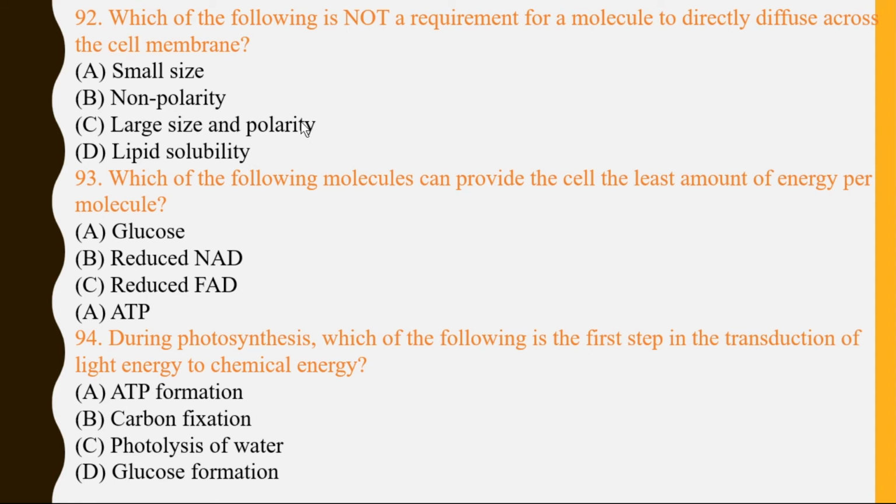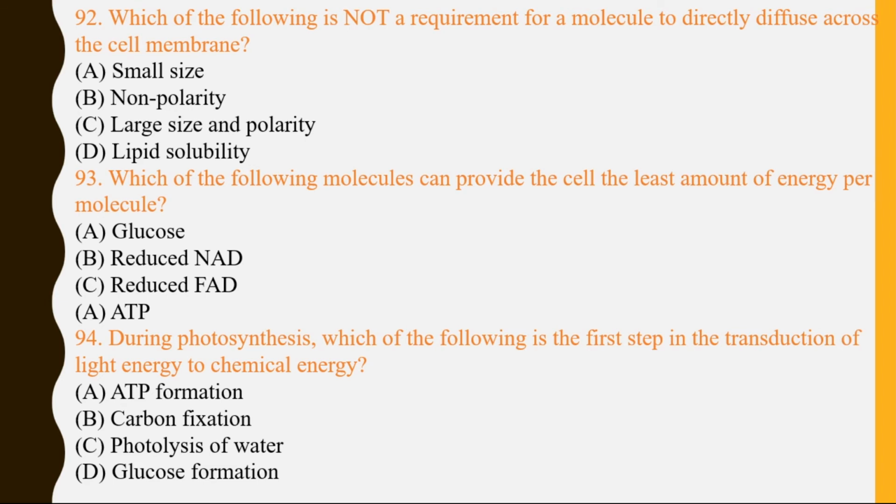They pass by requiring energy, a process called active transport. So the correct answer is choice C. Question number 93: which of the following molecules can provide the cell the least amount of energy per molecule? A, glucose; B, reduced NAD; C, reduced FAD; D, ATP.